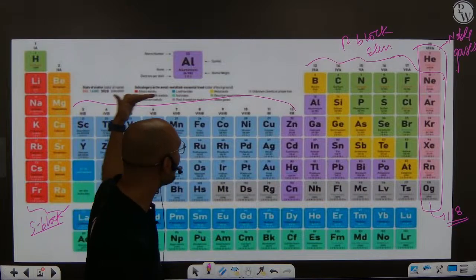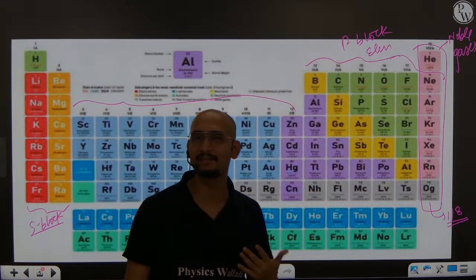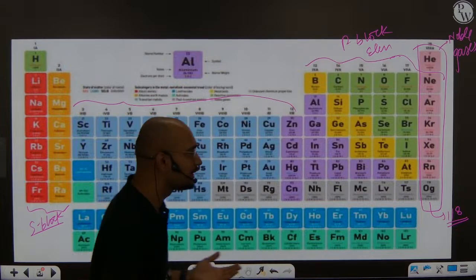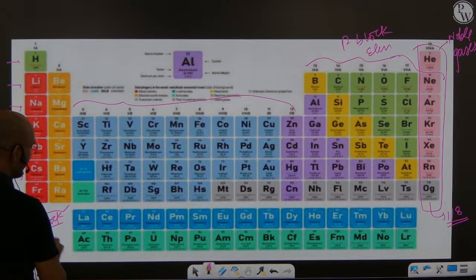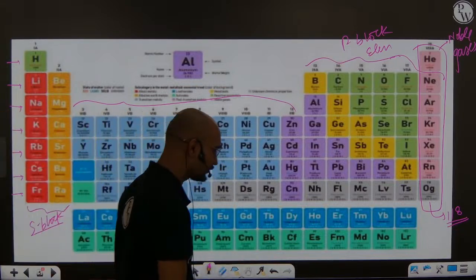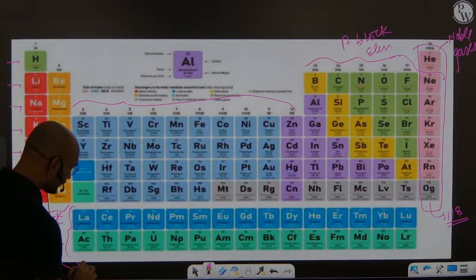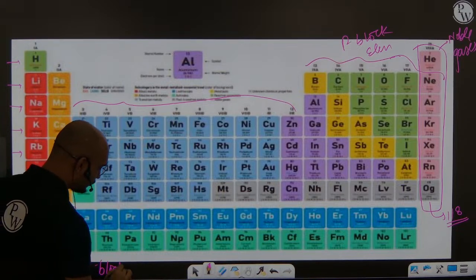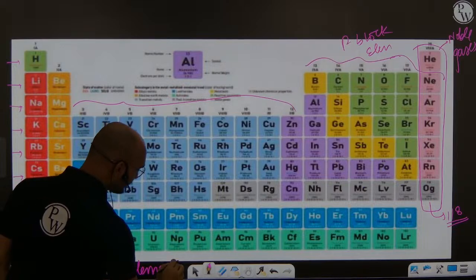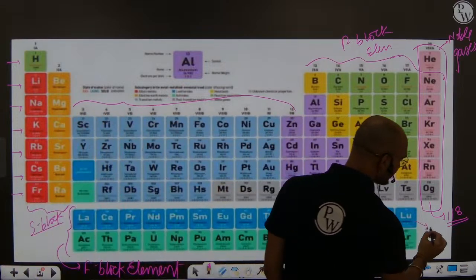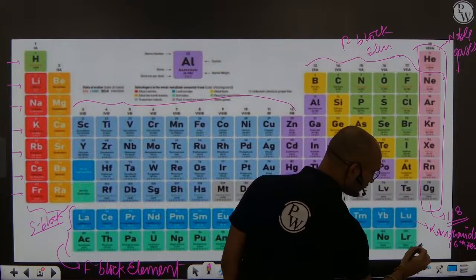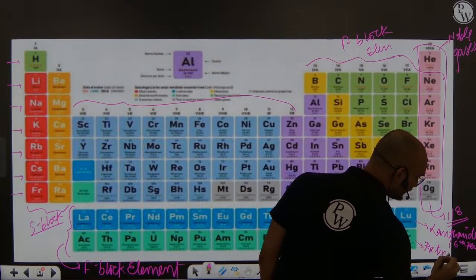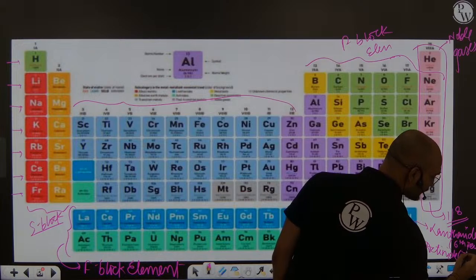And what are the horizontal lines that you can see? These are nothing but periods. So how many periods do we have today? We can see 1, 2, 3, 4, 5, 6, 7. Do not ignore these, because you have to see them, but they are called F block elements. Now these are lanthanoids, and lanthanoids belong to the 6th period, while these are actinides, and actinides belong to the 7th period.